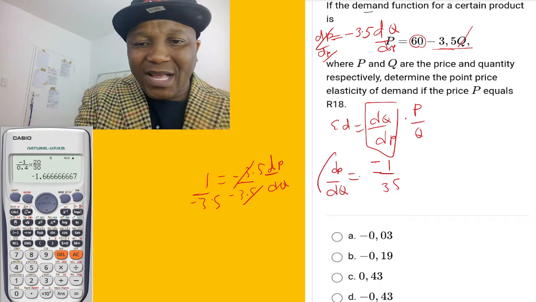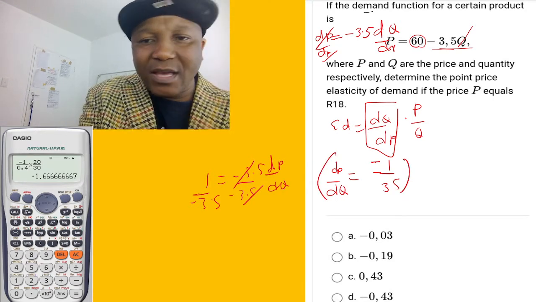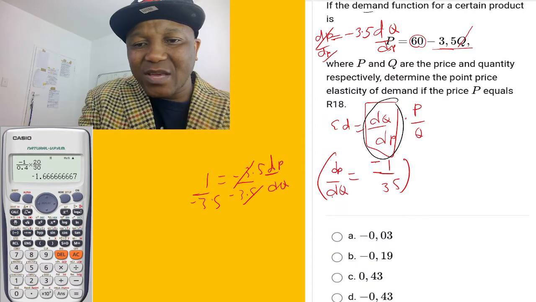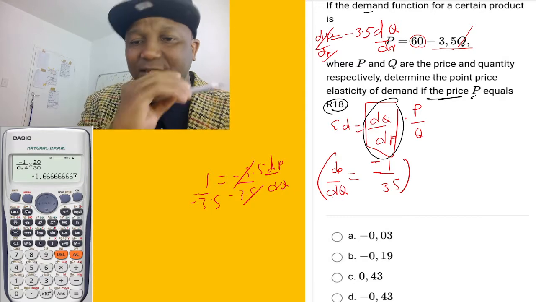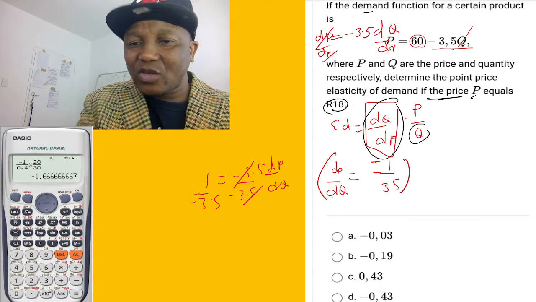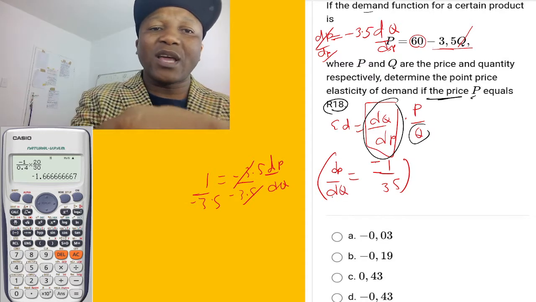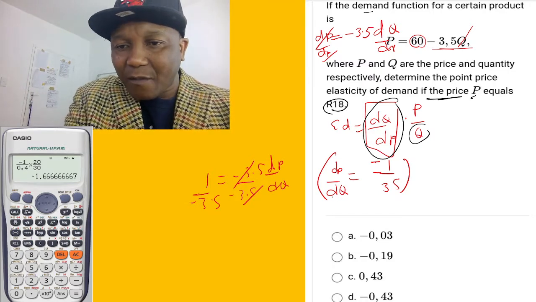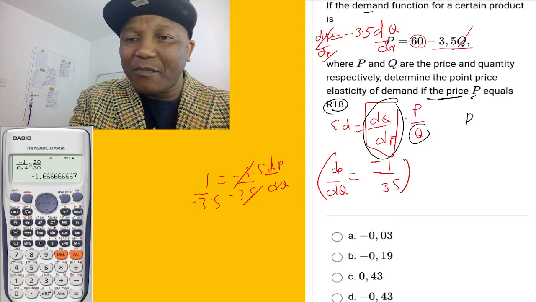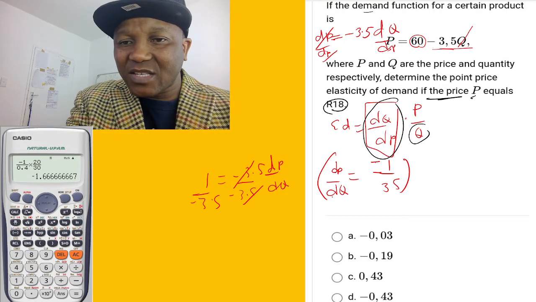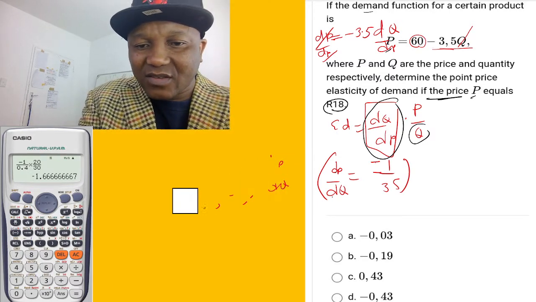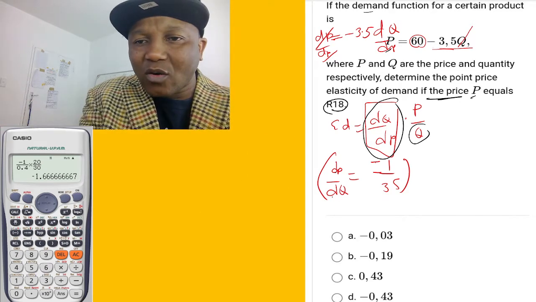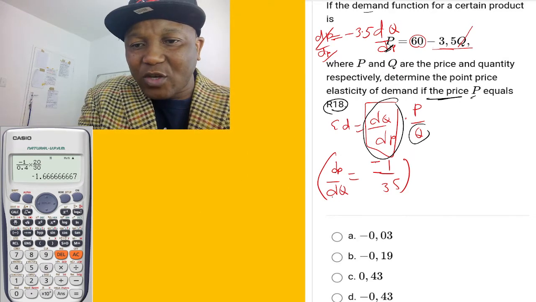So now we got that. We're going to come and replace this. What's the value of p? P equal to 18 because they say the price equal to 18. So we know p. The only thing we don't have is q. So how are we going to get q? To get q, we come here now. We know p equal to 18. Let me erase this because I don't need this one. So I'm going to substitute p here to get the value of q, because I don't have q.